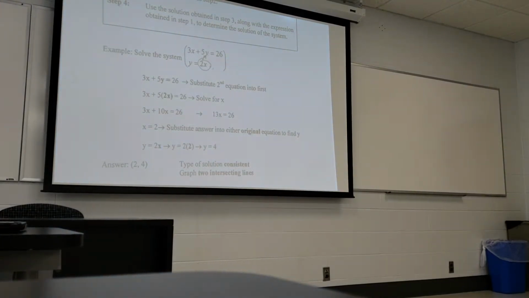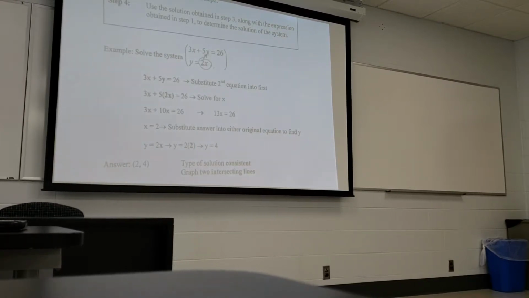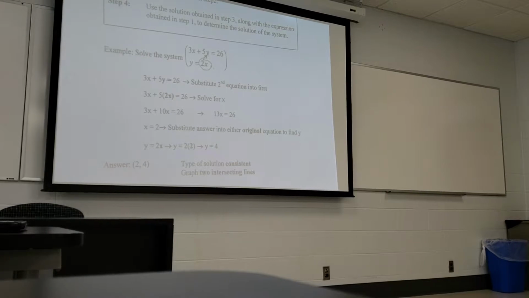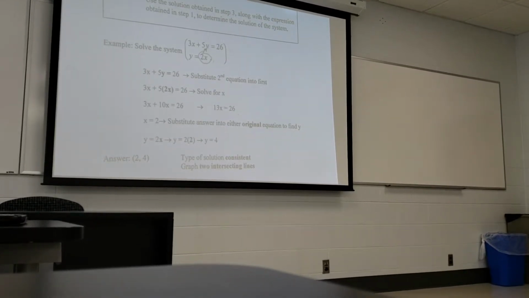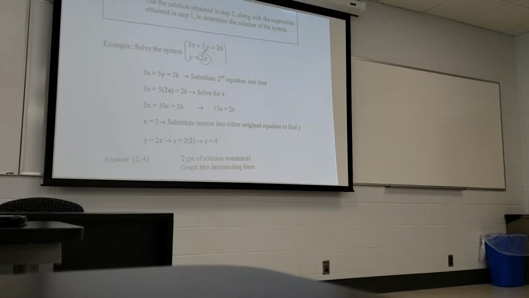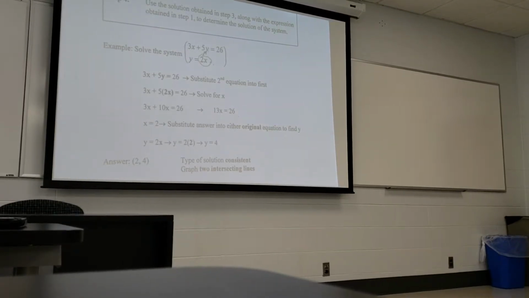So all you're doing is taking the variable and replacing it with what it says it's equal to. I don't care if it's 2x plus 7. Put it in parentheses and solve it if there's a number outside.